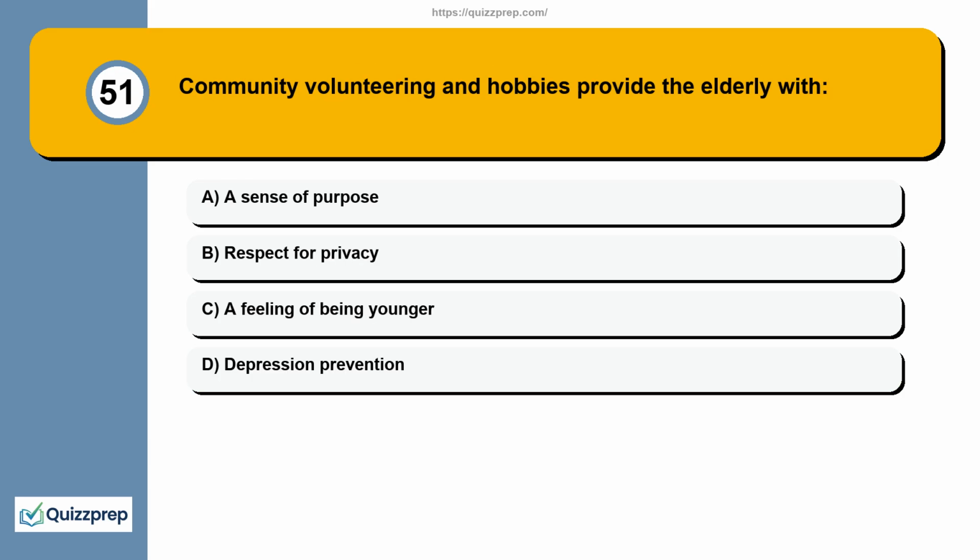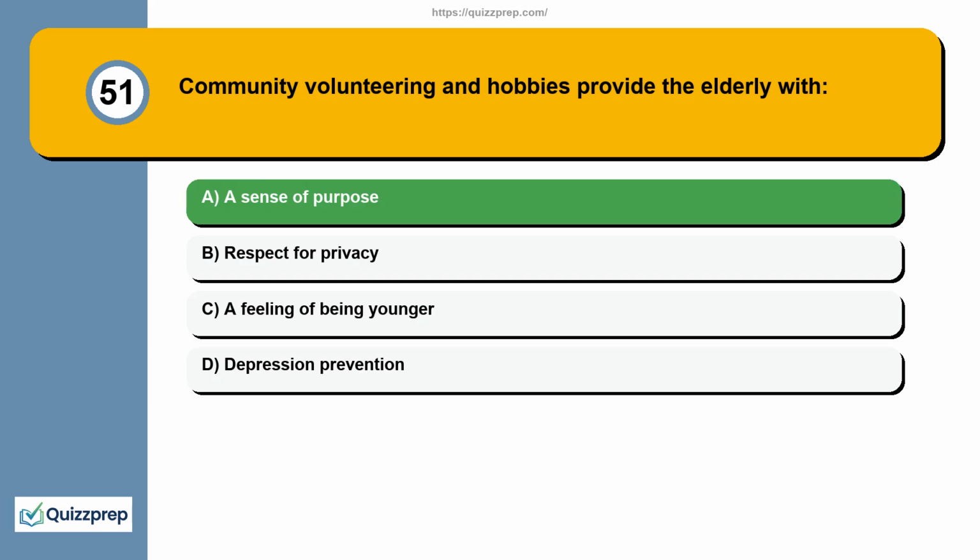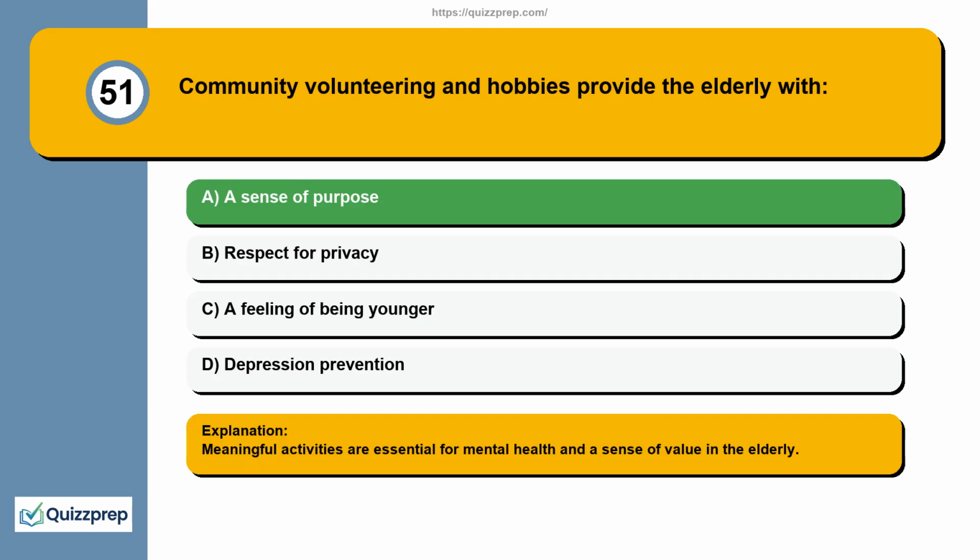Question 51. Community volunteering and hobbies provide the elderly with a sense of purpose, respect for privacy, a feeling of being younger, depression prevention. Meaningful activities are essential for mental health and a sense of value in the elderly.